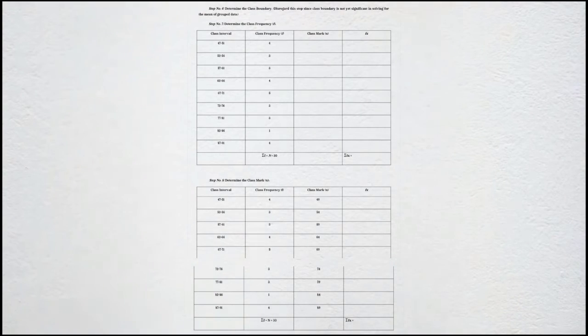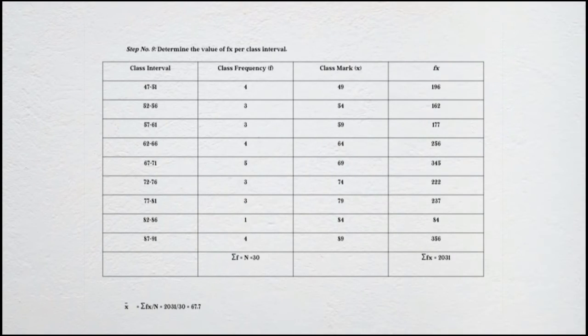And finally, step number 9, determine the value of f times x per class interval. Multiply the class frequency times the class mark. So 4 times 49, we have 196. 3 times 54, we have 162. Then add all the f times x and get its sum. So we have the sum of f times x equal to 2031.